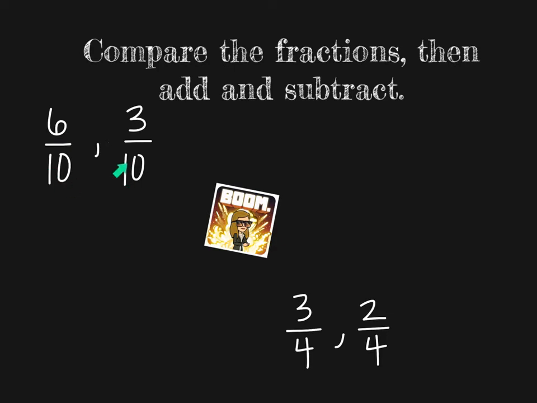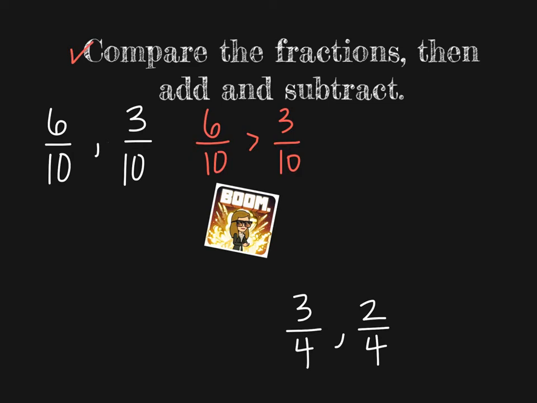Same denominator, so I look at which number is closer to the whole, 10/10. 6 is closer to 10 than 3 is, so that means 6/10 is greater. So that will be my first answer, 6/10 is greater than 3/10. All right, so I'm done with the first step of comparing the fractions.